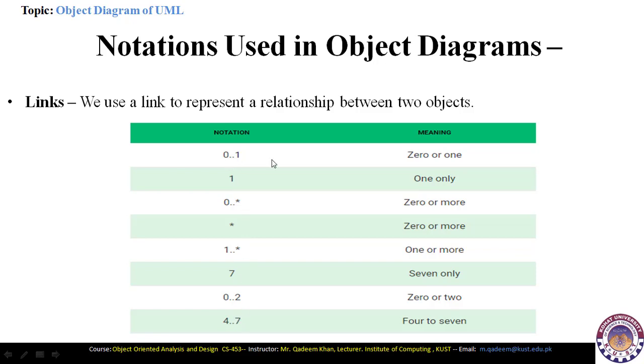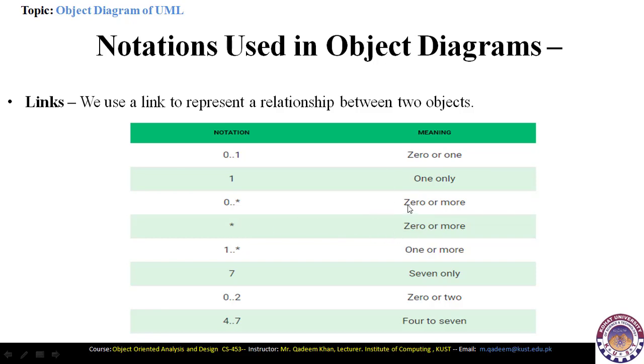0..1 means that we do not require any object creation, or we must create only one object. Here we mean that only one object can be created. 0..* means that 0 or more, multiple, infinite objects can be created. Here it means that infinite objects can be created, but it should be 0 or more.